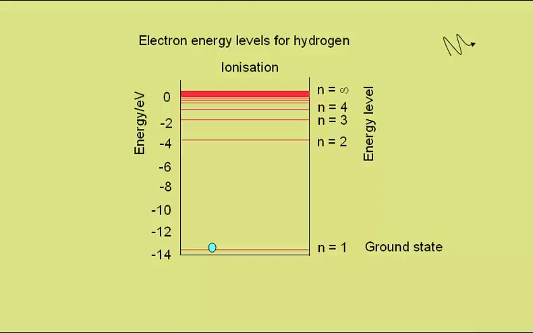It doesn't necessarily have to drop straight to the n equals 1 energy level. For example, it could go down to the n equals 3 energy level, emitting a photon, then down to the n equals 2 energy level, emitting another photon, and finally down to the n equals 1 or ground state, emitting a further photon. Other combinations are also possible. For example, it could go from n equals 4 to n equals 2, and then down to n equals 1, and so on.